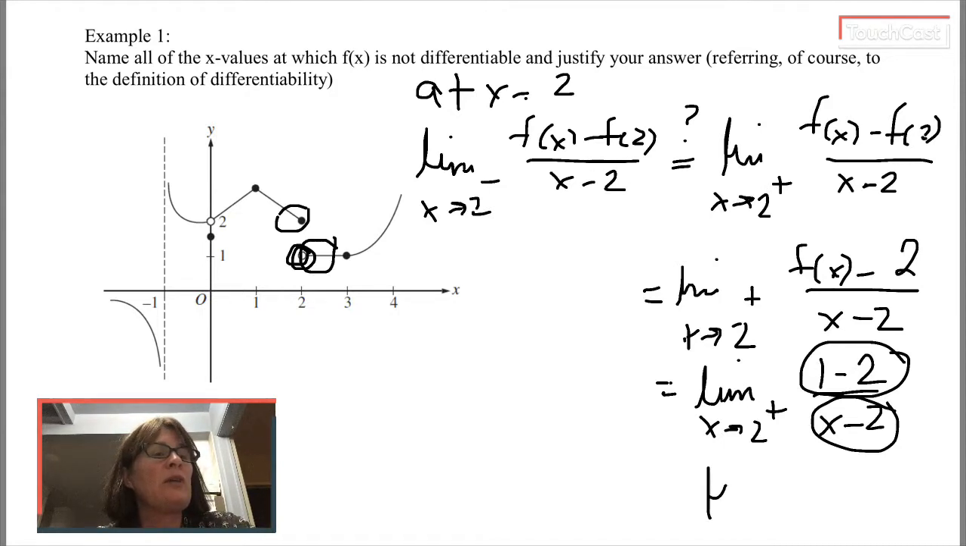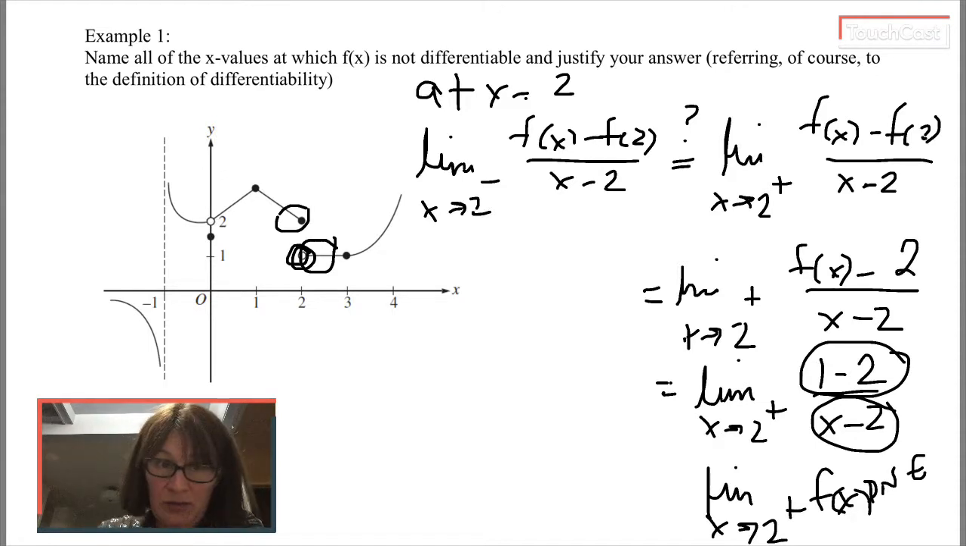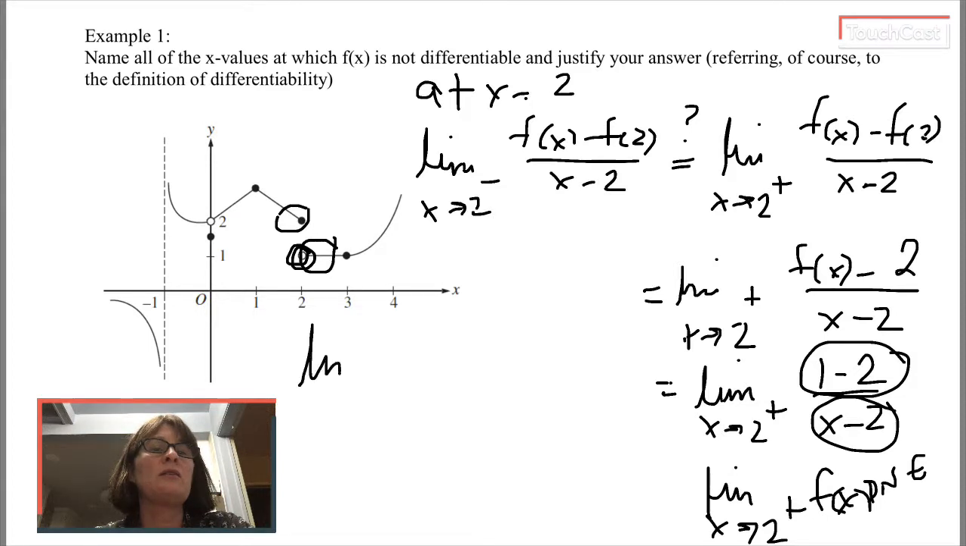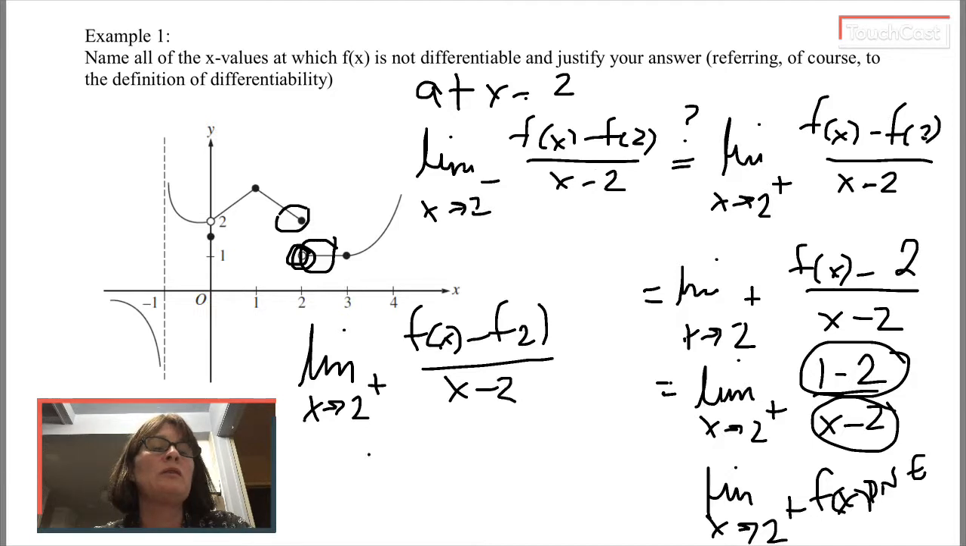So if the limit as x goes to 2 from the right of f of x does not exist, then it can't be equal to the limit from the left. So I would say that f is not differentiable at x equals 2 because the limit as x approaches 2 from the right of f of x minus f of 2 over x minus 2 does not exist.